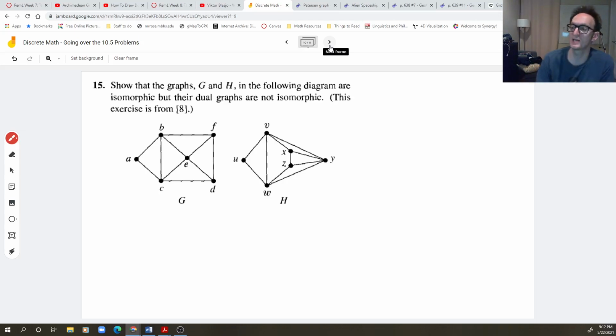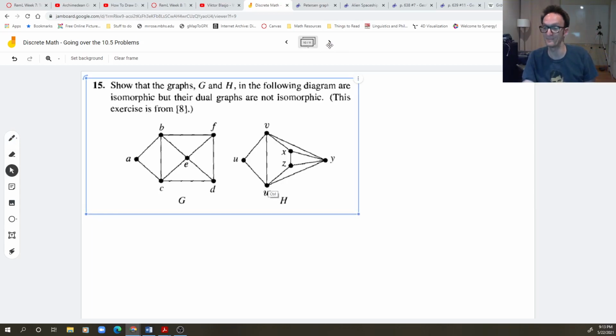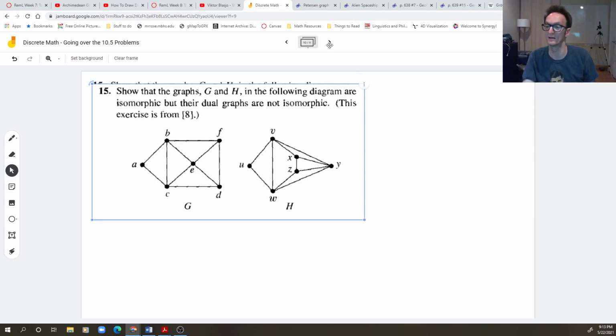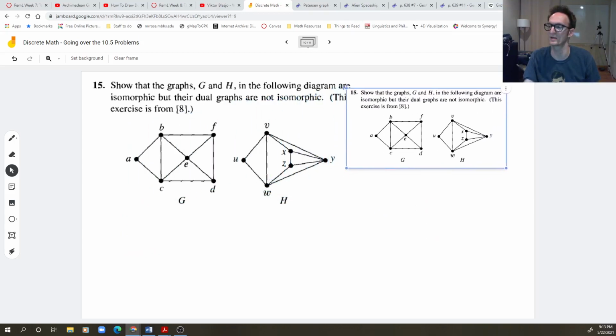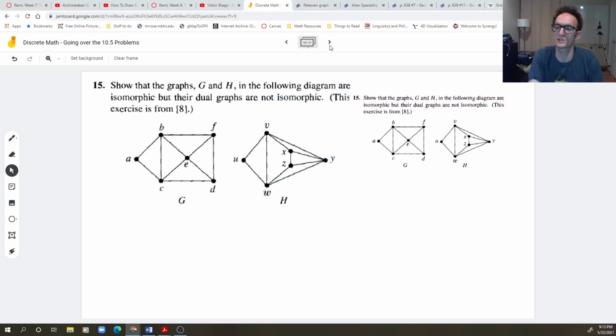Show that the graphs G and H in the following diagram are isomorphic, but their dual graphs are not isomorphic. So first of all, is it obvious that these two graphs are isomorphic? I suppose it's not obvious, but it's pretty clear that it is true, right? Let's make this small and stick it off in the corner. Of course, these are isomorphic because, just move it in your mind.